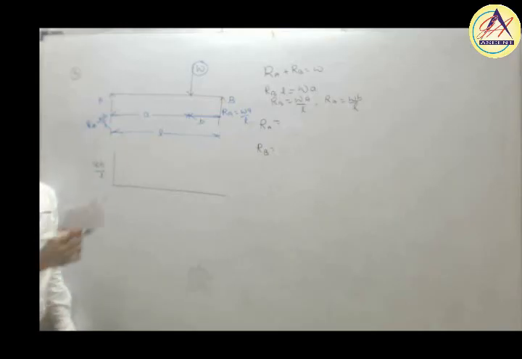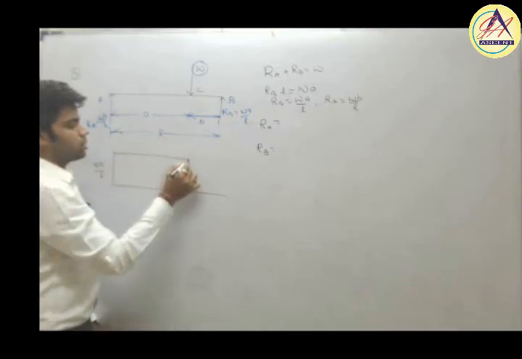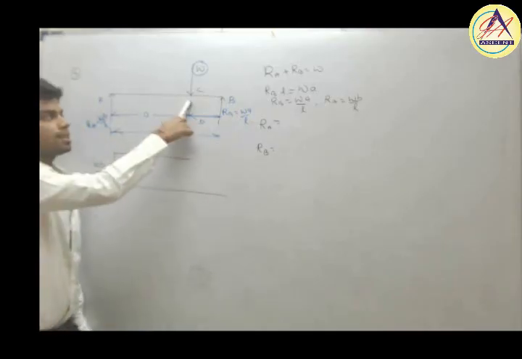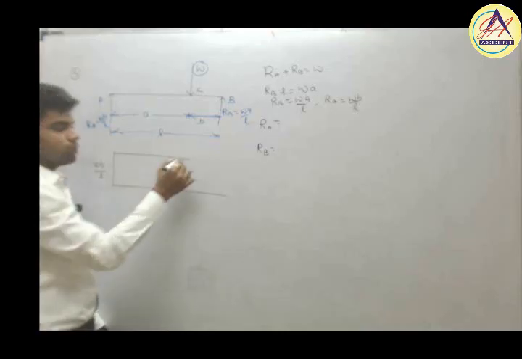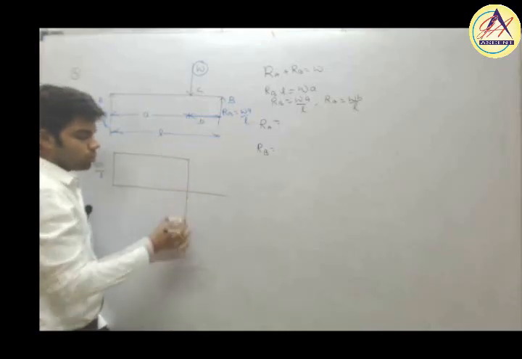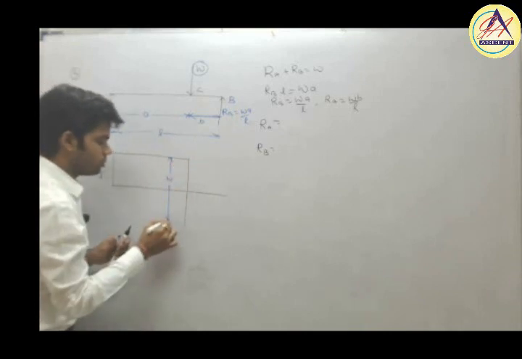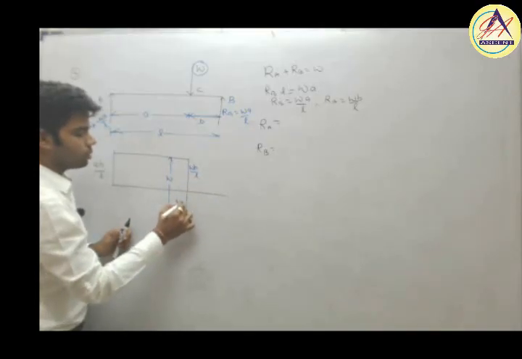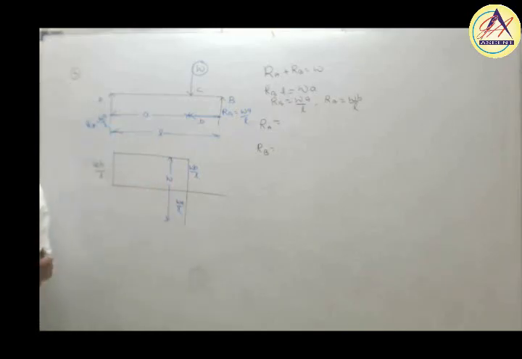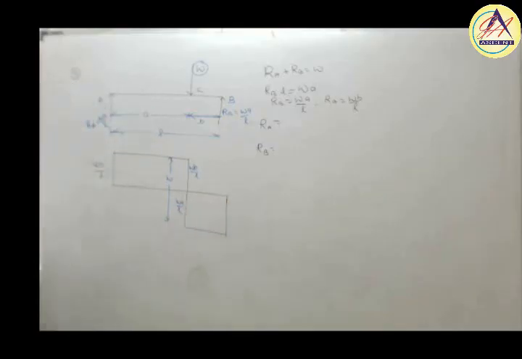Getting this? Now from point A to C there is no variation in load, so it will be constant. At point C, W load is acting, so we will have a vertical line, obviously downward, whose ordinate will be equal to W. Ordinate means this distance is equal to W. What does this mean? If this is WB by L, then here it should be W into A by L. Getting this or not? Okay, and then again no variation in load, and then last is, that's it.